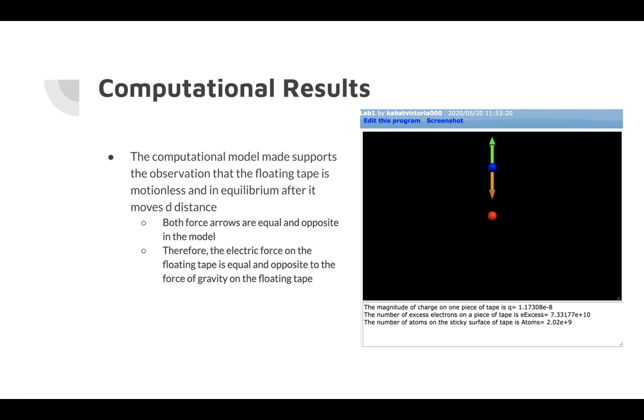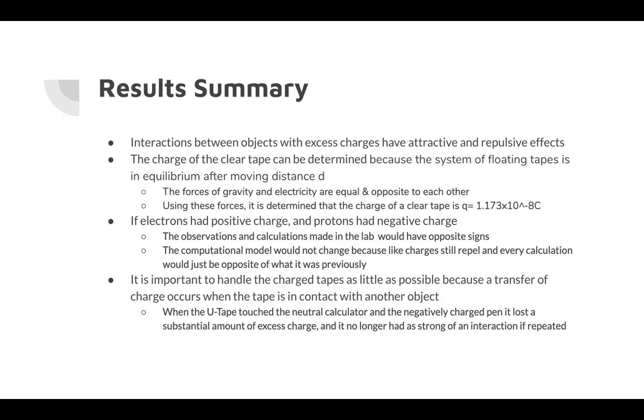The force arrows are equal and opposite to each other, and therefore the electric force and the force of gravity on the floating tape are equal and opposite to each other. The result summary shows that the interaction between objects with excess charge has attractive and repulsive effects. The charge of a clear tape can be determined because the system of floating tapes is in equilibrium after they move a distance d, and the force of gravity and electricity are equal and opposite to each other, which allows us to calculate Q equal to 1.173 times 10 to the negative 8th coulombs for a piece of tape.